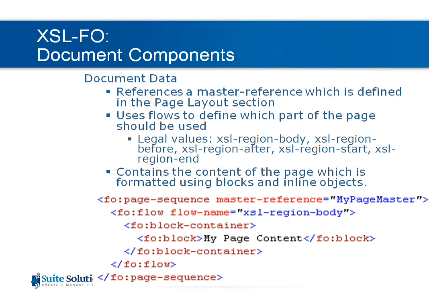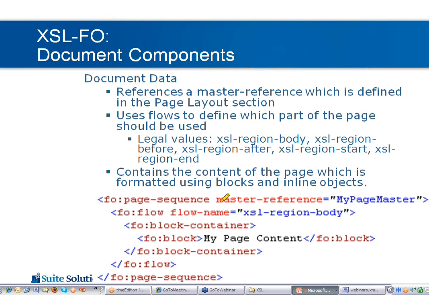Okay, the next section is the document data section. So the first thing the document data section does is it references a master reference, that's what we just talked about, which was defined in the page layout section. So if you see down here, it says master reference equals my page master. That was the name of the previous chunk, which we said is 8.5 by 11, left, right, top, bottom, margins, etc. Okay. It also uses flow to define which part of the page should be used.